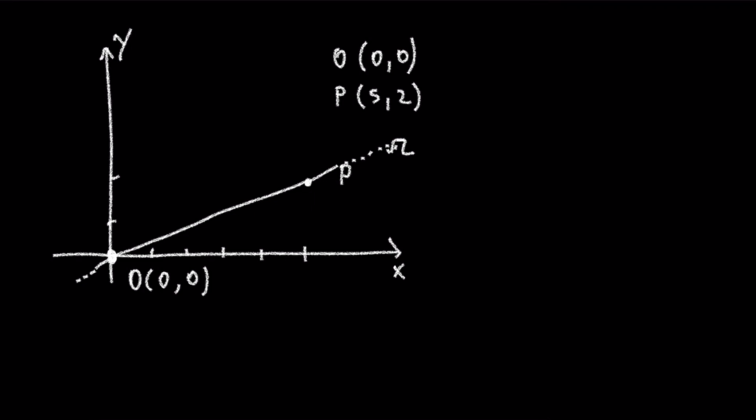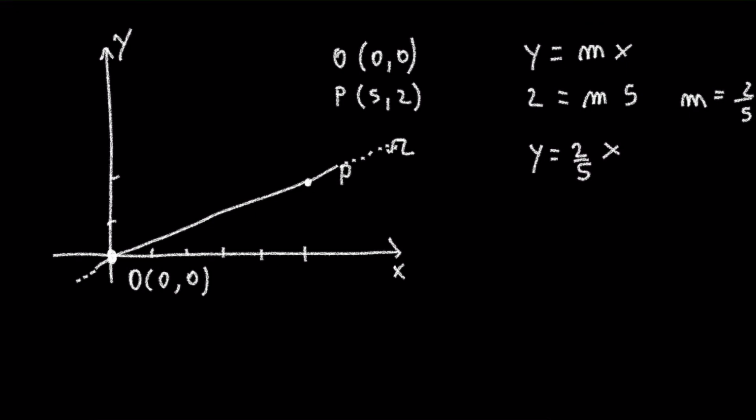So since R passes through the origin, we know that its equation is y equals mx, and because the line also passes through P, the coordinates of P must satisfy the equation, and therefore we have m equals 2/5. Finally, the equation of the line is this.